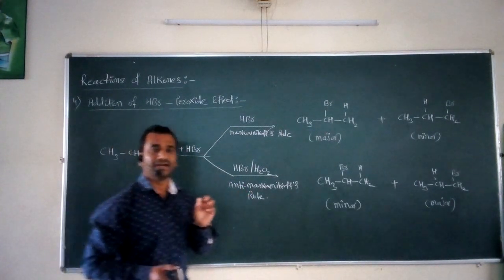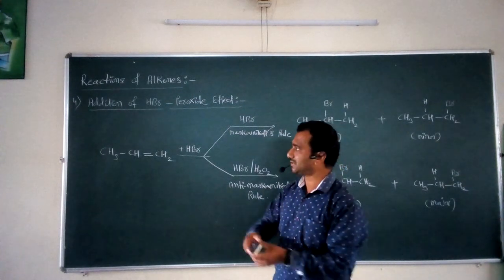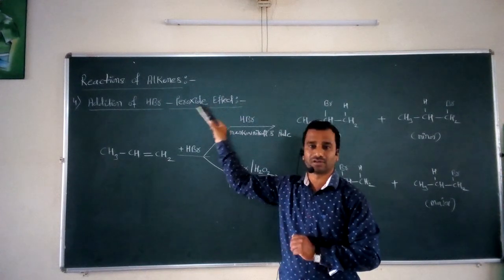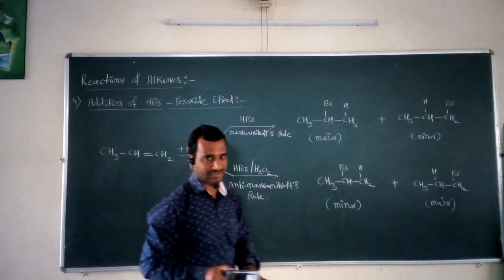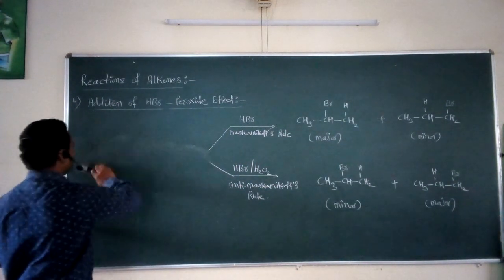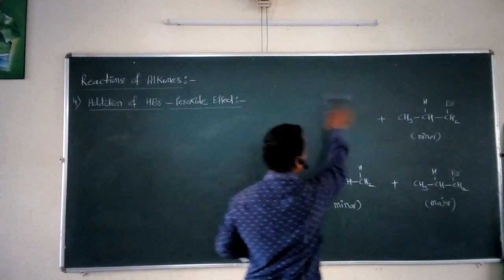So this is the next important addition type of reaction given by the alkenes, called the addition of HBr, in which we have to study the peroxide effect. So this is reaction number 4 given by the alkenes. Now, after studying this reaction number 4, we are interested in taking some more reactions that are given by the alkenes.